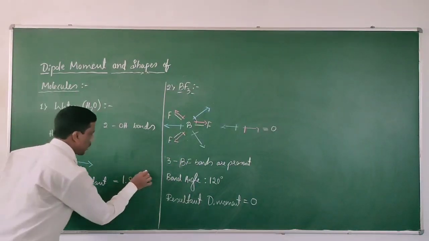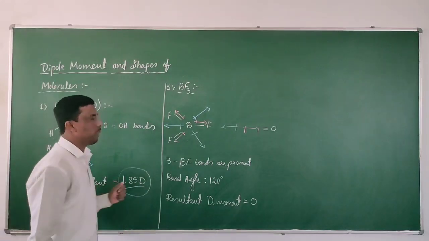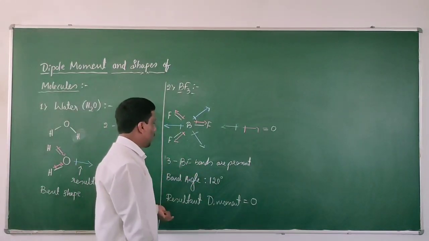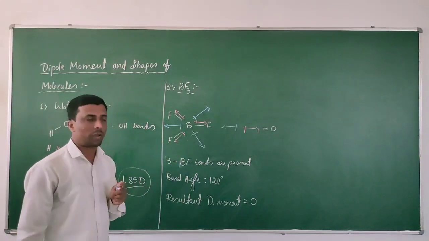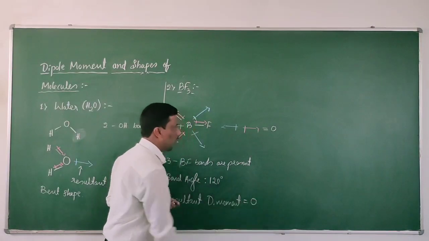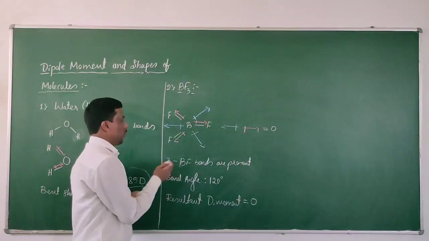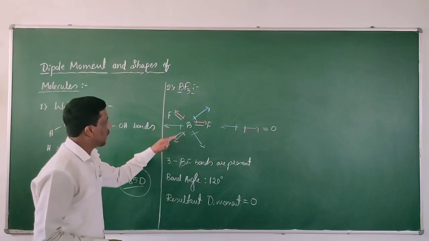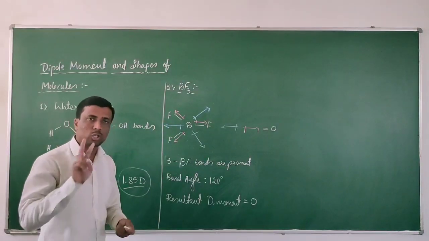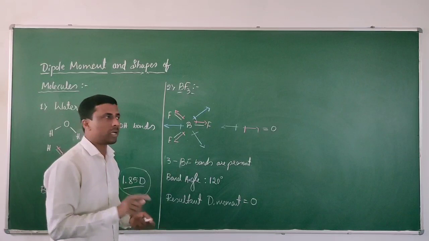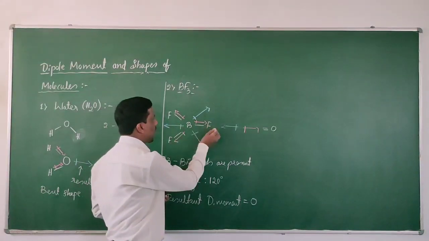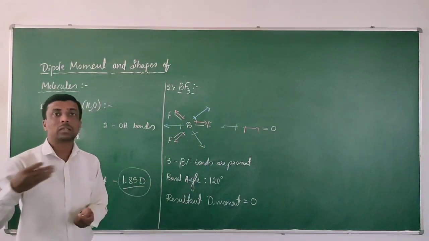Here the resultant dipole moment is 1.85 D, but here the dipole moment in case of boron trifluoride is 0. Okay, only one point is there. The resultant dipole moment of any two bonds is equal and opposite to the third bond.